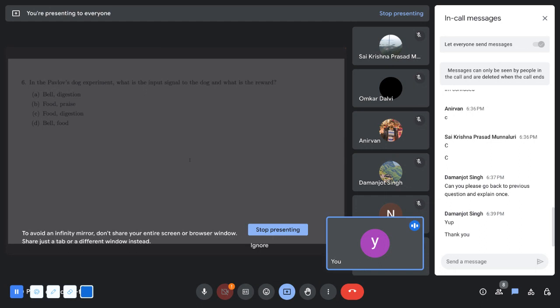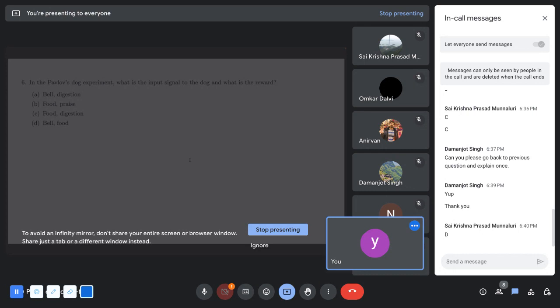Okay, so in this famous dog experiment, what is the input signal to the dog and what is the reward?